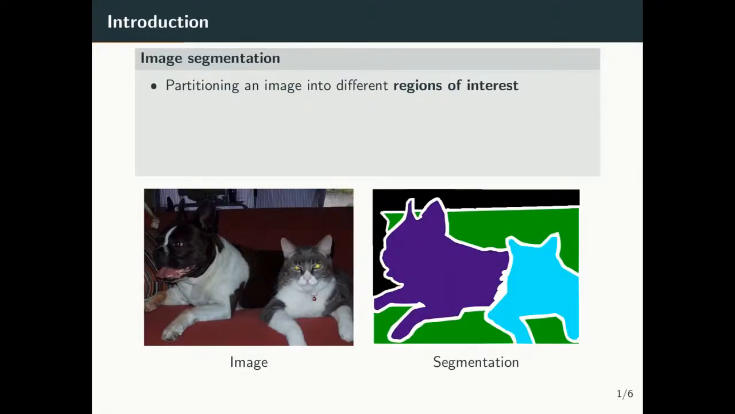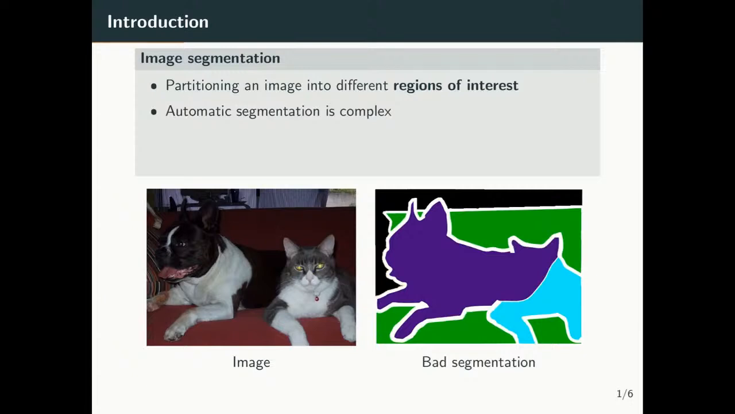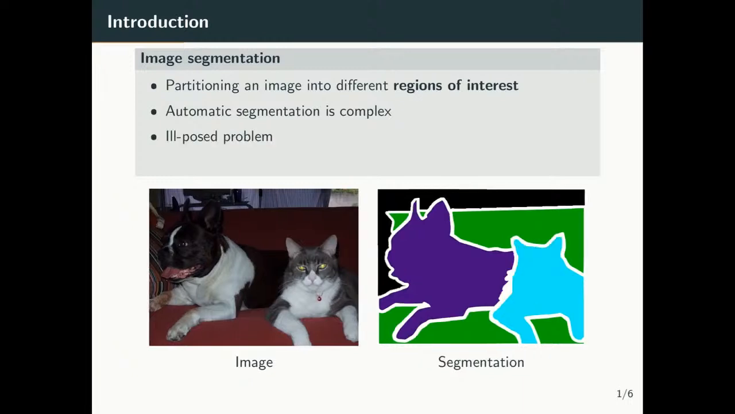Image segmentation can be defined as partitioning an image into different regions of interest, but performing automatic segmentation can sometimes be difficult. Additionally, automatic segmentation is also an ill-posed problem by definition, because we cannot know without any type of prior knowledge what the object of interest is for a specific user.